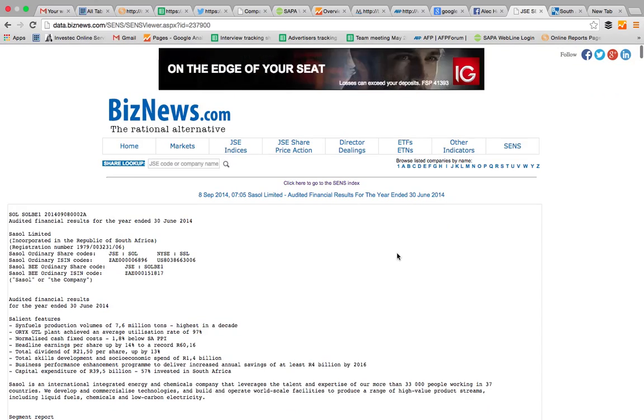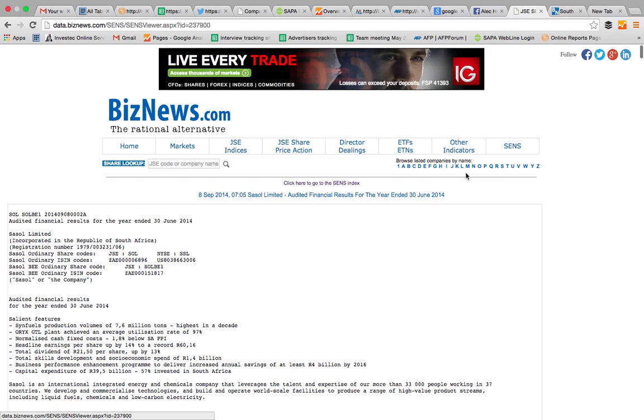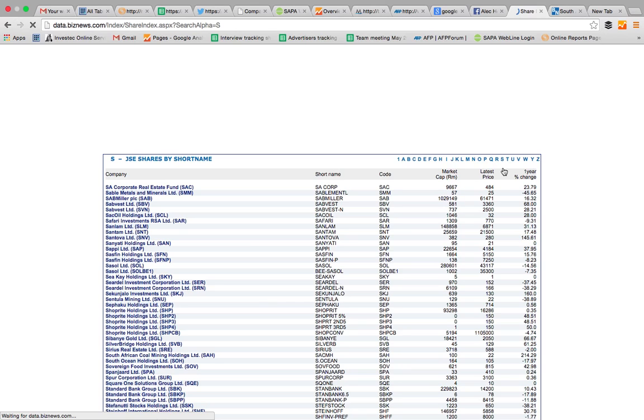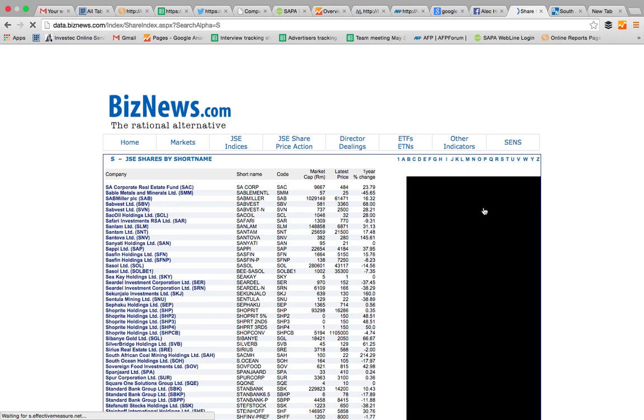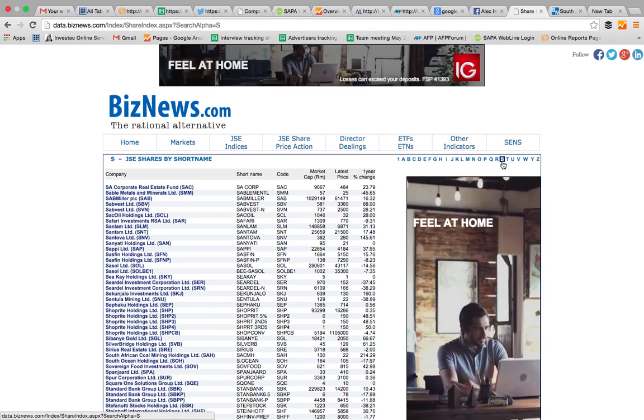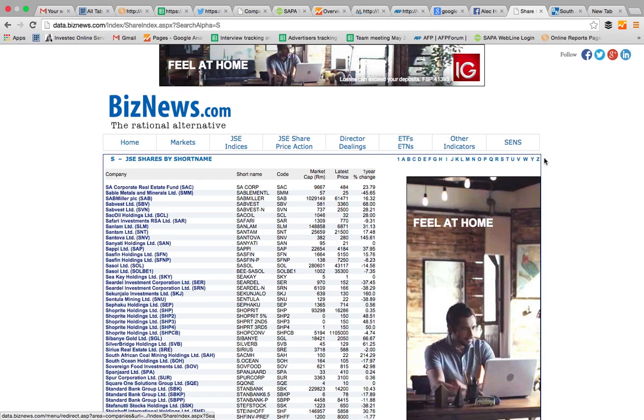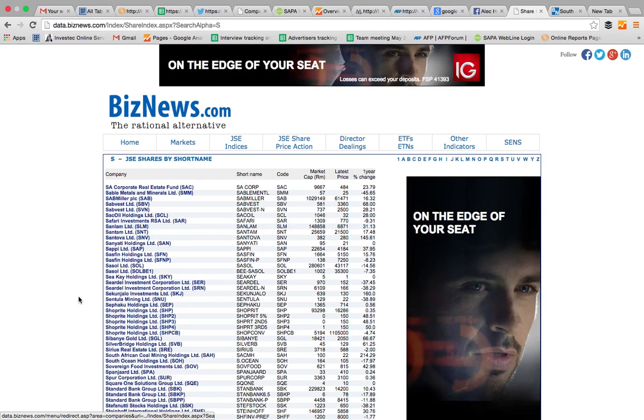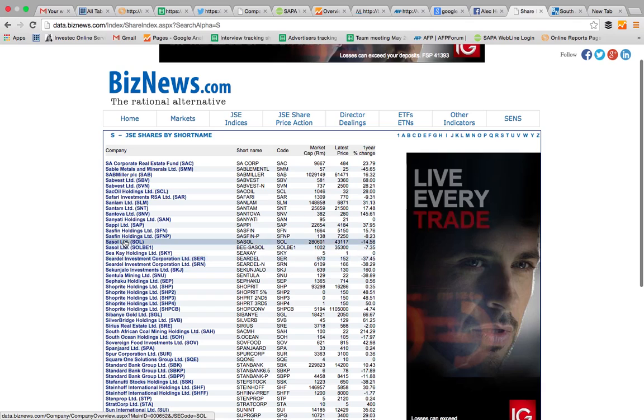What you will find on every company page, though, is this very important alphabet. And what the alphabet tells us here is it gives us a link through to all of the companies that are listed by that name. So all the companies starting with an S will be on the page that I've just clicked, which takes us to S, including, of course, Sasol. There it is over there.